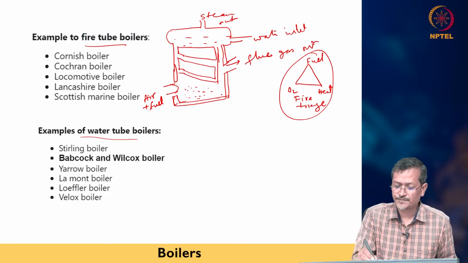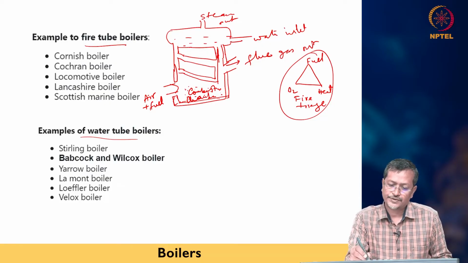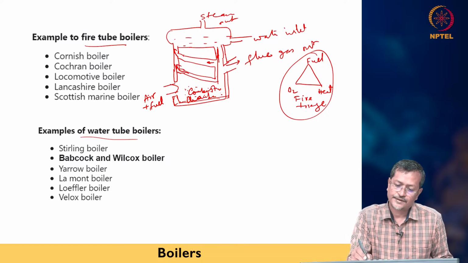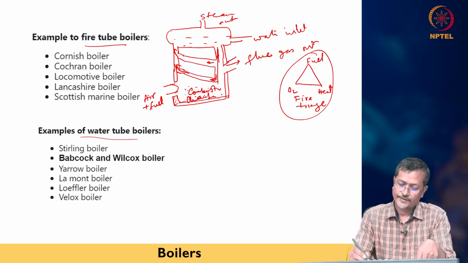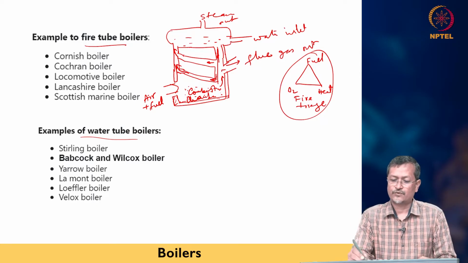This is called combustion chamber or furnace. Okay, and water will be coming through this. It will be going like this. Okay, and this combustion fuel will be going like this. Okay, and steam you are taking from the top. This is called water tube boiler.